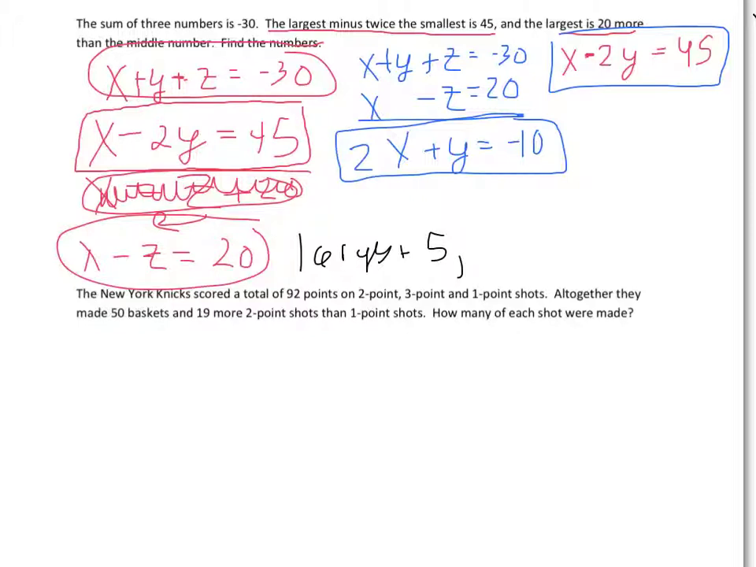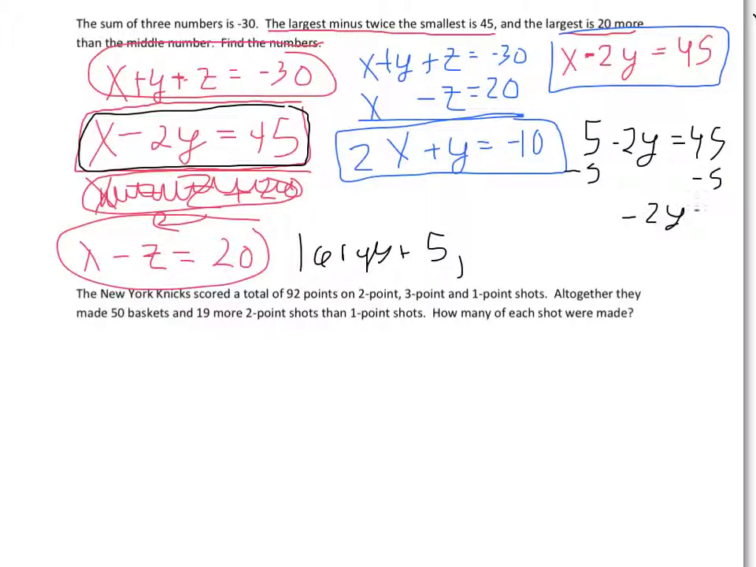Now we know from this that the largest minus twice the smallest is 45. So plug that in. So 5 minus 2y equals 45. We're using that property of substitution once again. Subtract 5 from both sides. Negative 2y equals 40. Divide by negative 2, and y equals negative 20. So the largest is 5, the smallest is negative 20.